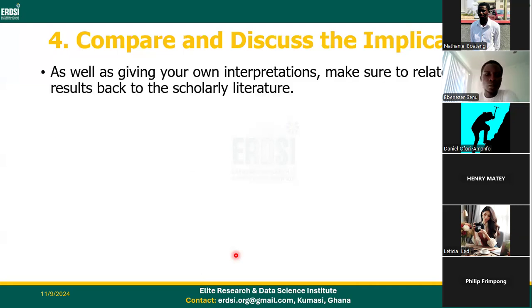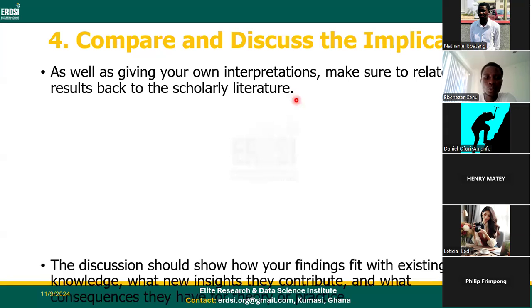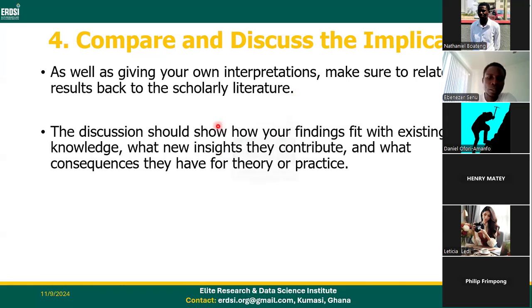As well as giving your own interpretation, you have to make sure that you relate your result back to the literature. You could see that first, you state your results, give them meaning, then you compare to the literature. The discussion should show how your findings fit with existing knowledge. Is what you found similar to what has been reported, or have you brought a new insight? And what consequence does it have?